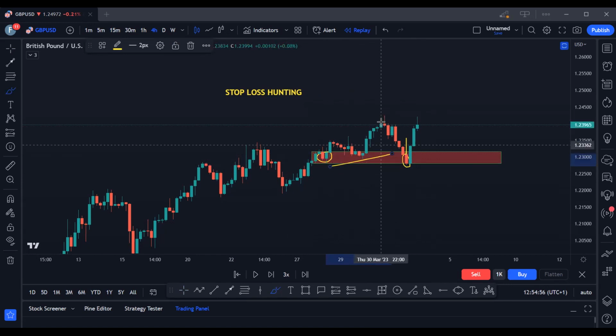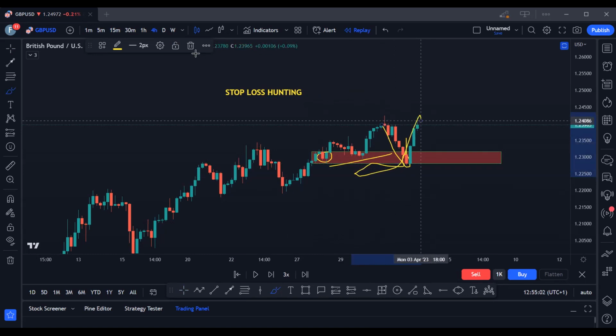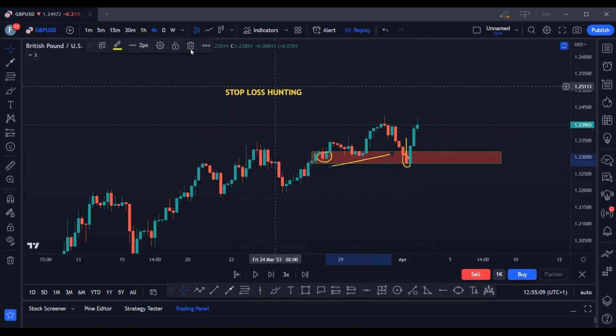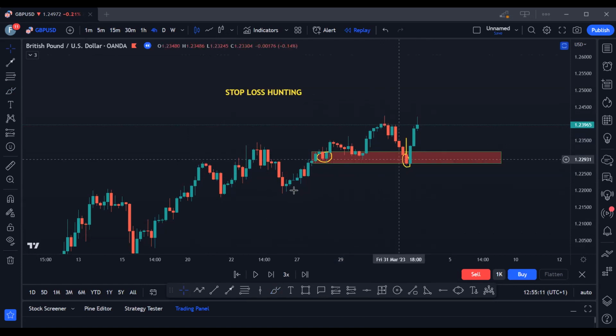And what did price do? Price came down, took out people's stop losses over here, and price went all the way up. So what we'll be looking at also in intermediate classes is how to avoid being a victim of stop loss hunting. Okay, so you'll learn about all of that shortly.